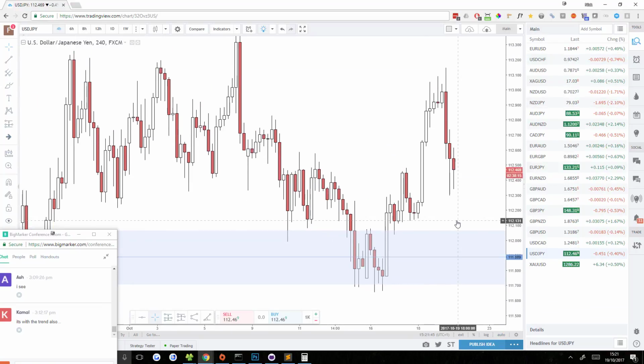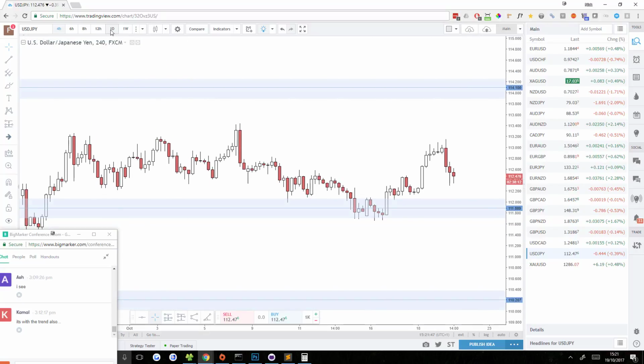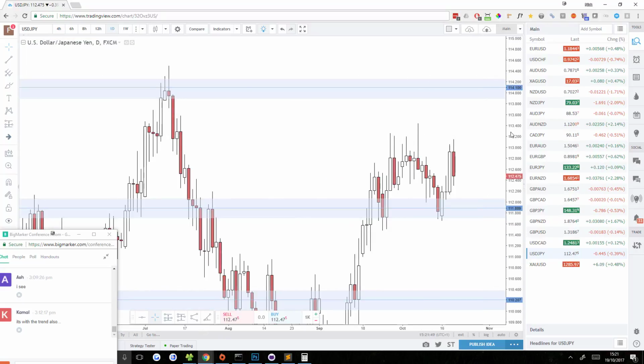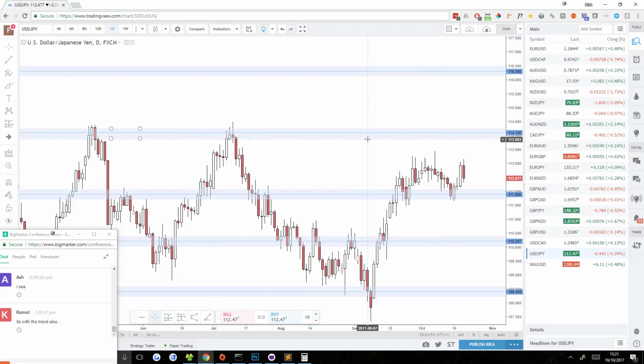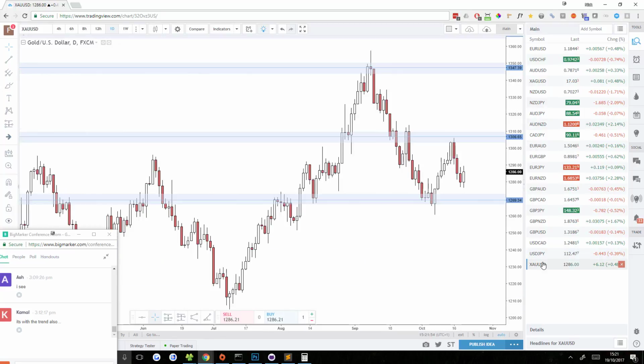USDJPY, it's not really on an area of support or resistance, so we can't really do much with this. Yeah, nothing much there. And finally we have gold. Can't really do much with gold right now. I'm waiting for it to hit the support area at 1269 again.